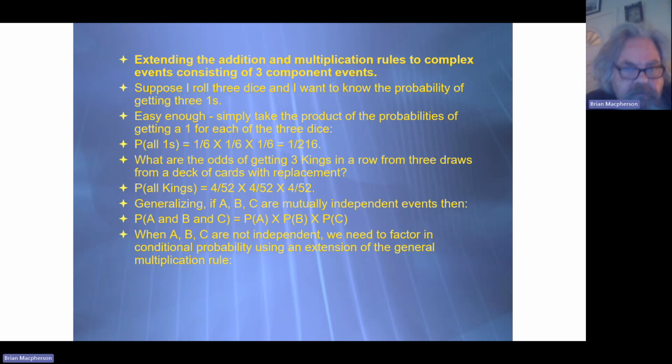So generalizing, if A, B, and C are mutually independent events, then the probability of A and B and C will simply be the probability of A times the probability of B times the probability of C. Now, things get a little more complicated if they're not independent, then we have to factor in conditional probabilities, right? And so we're going to have to use what I called in previous slides, the general multiplication rule. So see that coming up in the next slide.